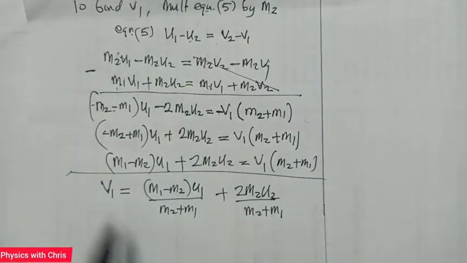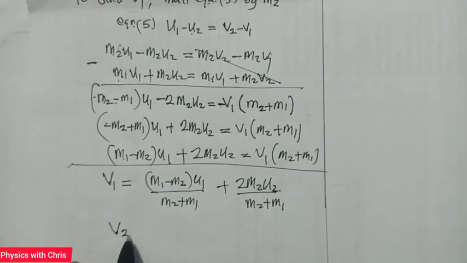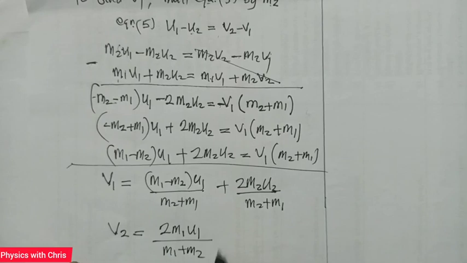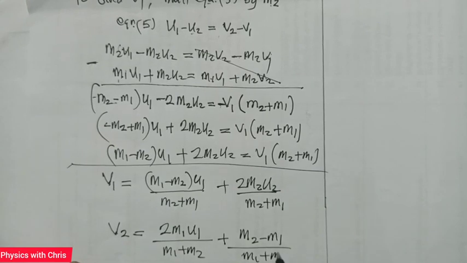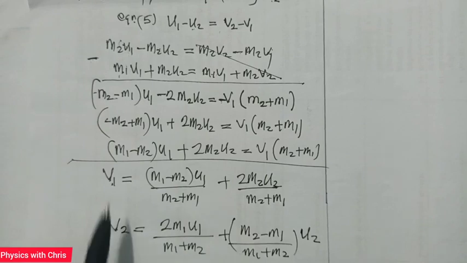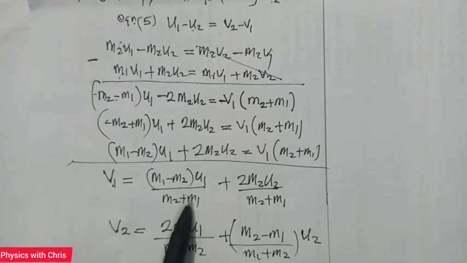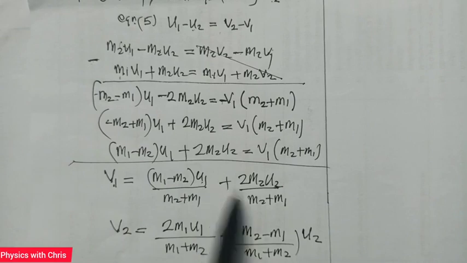Okay, let me repeat the equations. This is my v1, and the one I did before, I got v2 as 2m1u1 over m1 plus m2, then I have plus m2 minus m1 over m1 plus m2 times my u2. Okay, you can see very clearly that v1 and v2 are each expressed in terms of the initial speeds. v1 is this minus this over this times the initial speed u1, plus 2m2 over m2 plus m1 times u2.